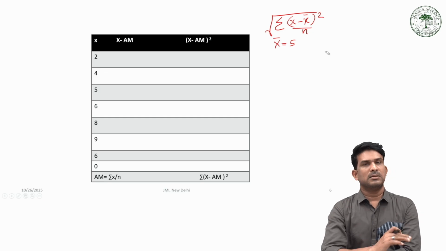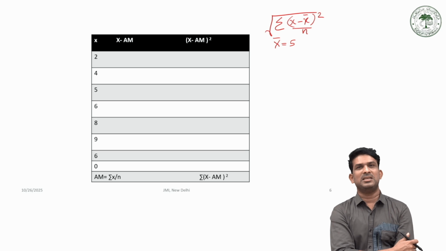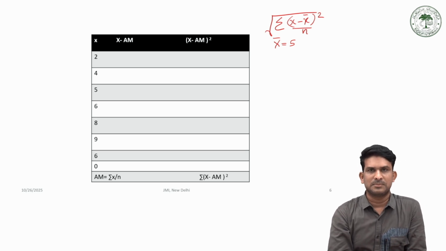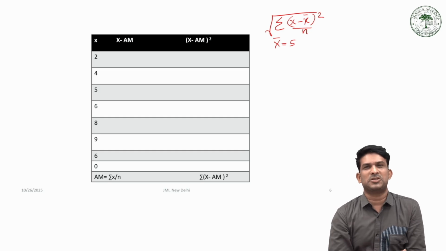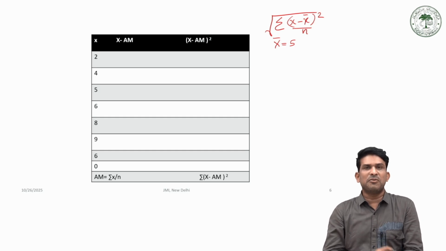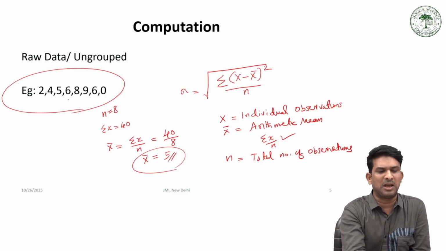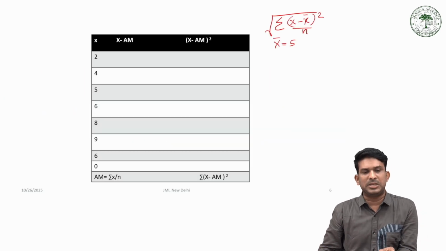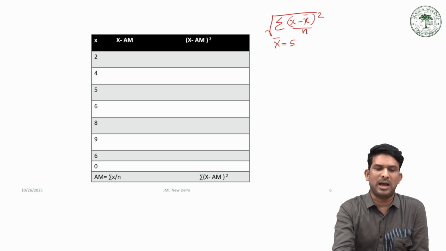Now come to the computation part. How do we calculate standard deviation for the data set? So for clarity, I just made all the observations here: 2, 4, 5, 6, 8, 9, 6 and 0. I have taken it as a table for clearly mentioning the further calculations. So I made a table.